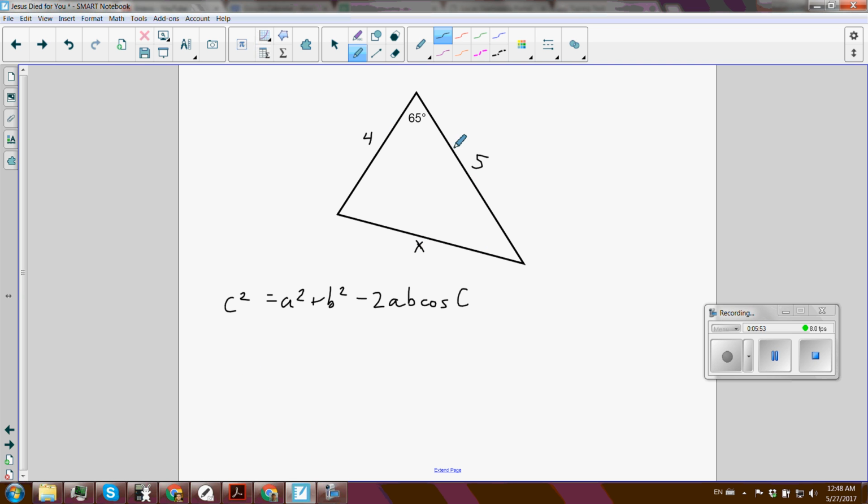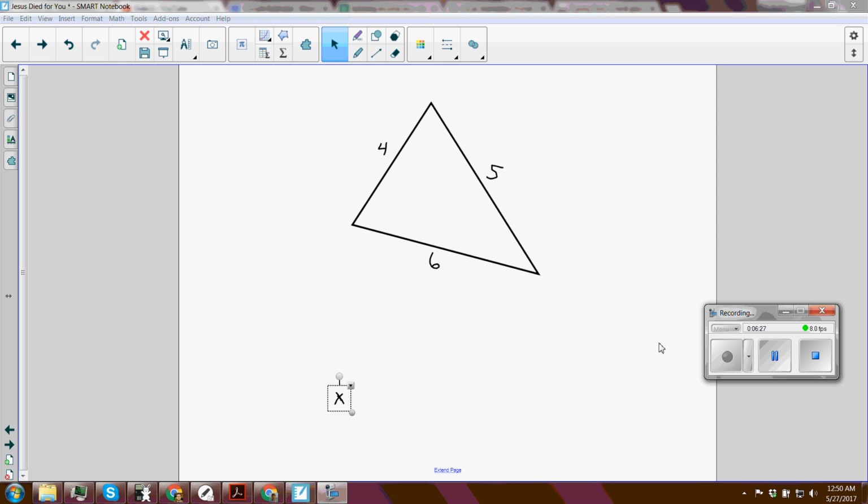Now, to apply it, let's say that this is the side we're looking for, and it's a side-angle-side scenario when you use the law of cosines. So we would say x squared equals 4 squared plus 5 squared minus 2 times 4 times 5 times the cosine of the angle across from the side we're looking for. You crunch all that out, you take the square root, and you've got the value of x.